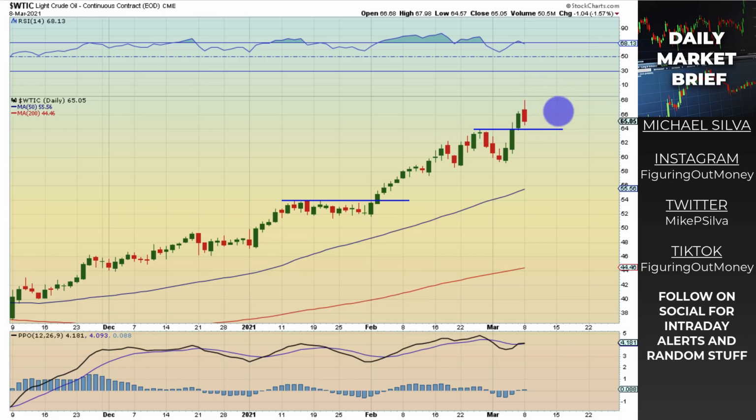Black gold, WTIC, light crude oil. This looks like some dark cloud coverage. So if we get below 64, I think we have immediate downside to around 60. What is dark cloud coverage?